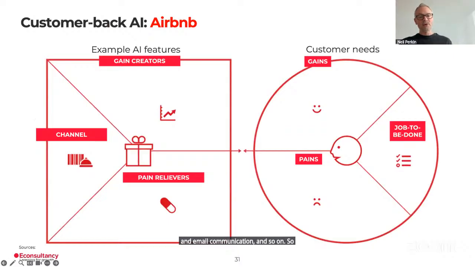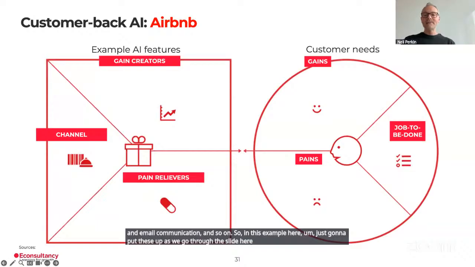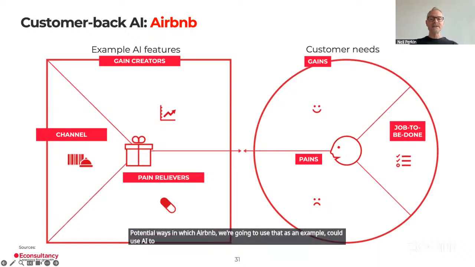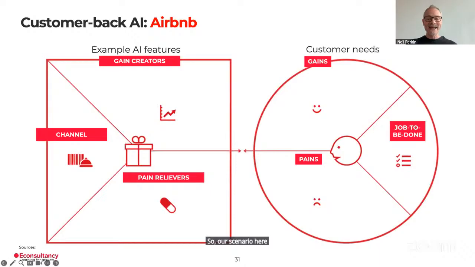So in this example here, I'm just going to put these up as we go through the slide. So we've mapped out a few potential ways, and it's worth saying at this point that this value proposition canvas will feature in your final project. So it's really useful to go through it in a bit more detail just to understand how it works. So we've mapped out here potential ways in which Airbnb, we're going to use that as an example, could use AI to meet customer needs. So our scenario here could be an existing Airbnb customer looking to book a weekend away.